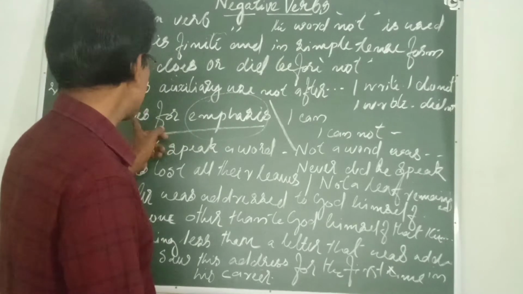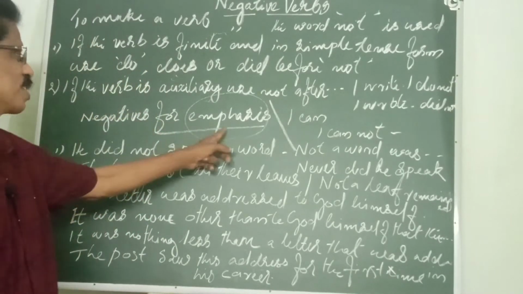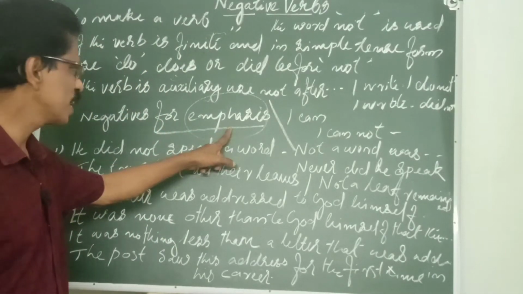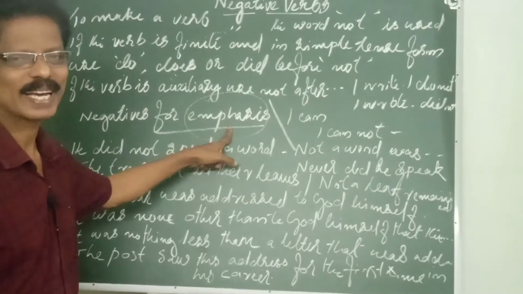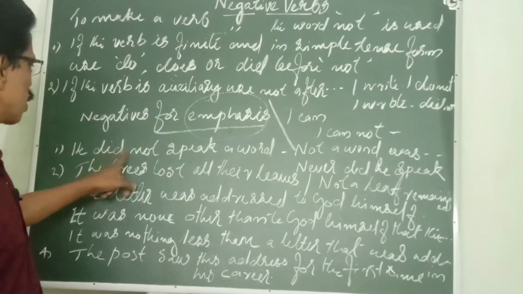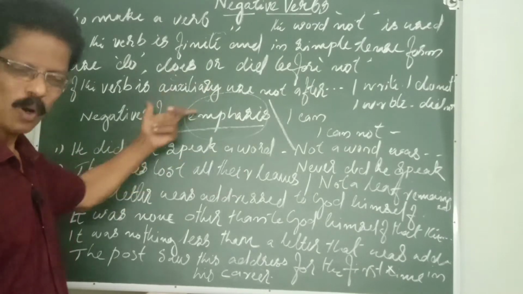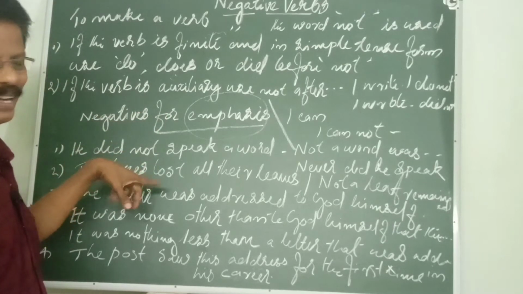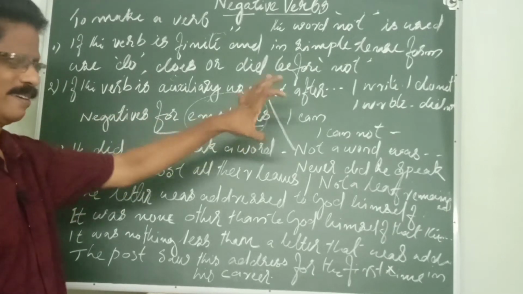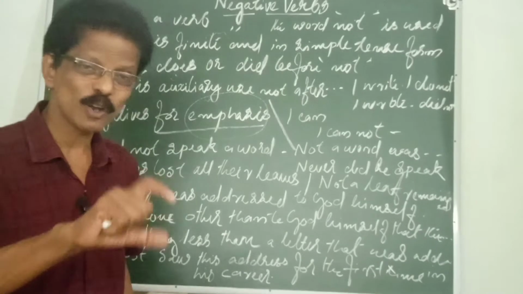So, this is negatives for emphasis. We can give emphasis, force and power by using negative. For example, he did not speak a word. He spoke, he did not speak. He spoke is positive, he did not speak is negative. He spoke not a word. That's the meaning. He spoke not a word.